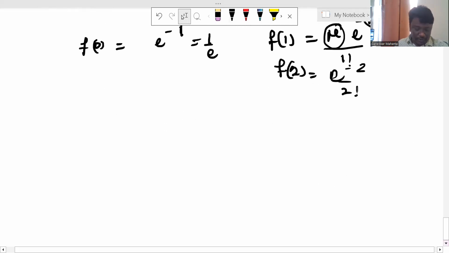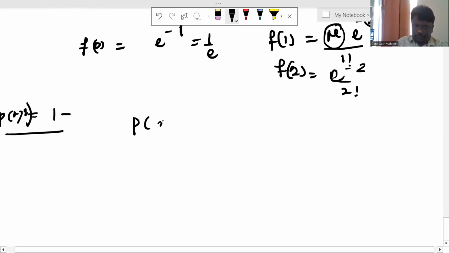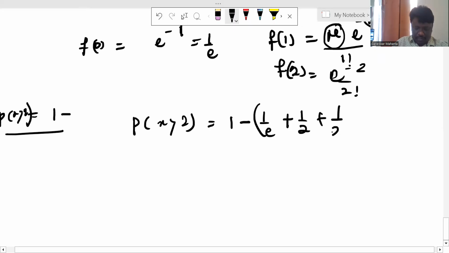So all these values put in this equation, then we evaluate 1 minus the probability of x greater than 2. That is 1 minus 1 by e plus 1 by e plus 1 by 2e, and that value becomes 0.0794.